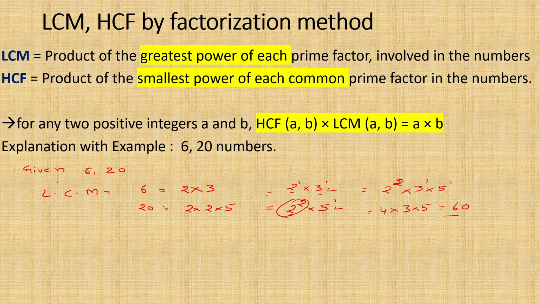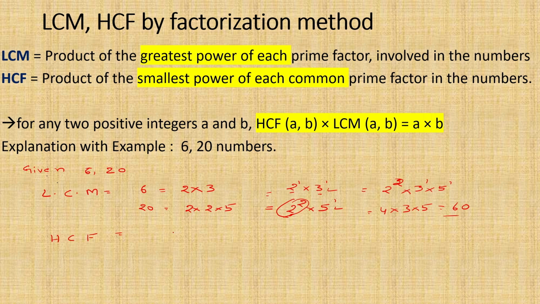Understood, no? So here we need to write the greatest power of each prime factor. That means whatever prime factors exist in these two numbers, we need to write. If any prime factor is repeating in both numbers, that is here 2 is repeating in both numbers, we simply write the greatest, that is 2 power 2. 3 and 5 are present in only one number, so I need to include those too. Next, let's write what the HCF is.